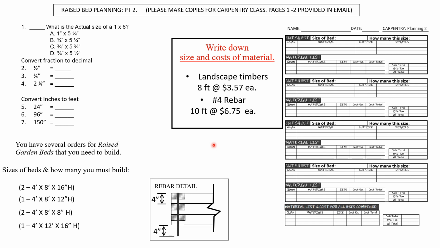And one thing you want to make sure before we turn this slide is write down the cost and the size of each item so you'll remember how to plug it in the cost. Landscape timbers, 8 foot, $3.57. Rebar, 10 foot, $6.75. Just jot this down somewhere where you can remember that when you get ready to fill all this in. Okay?